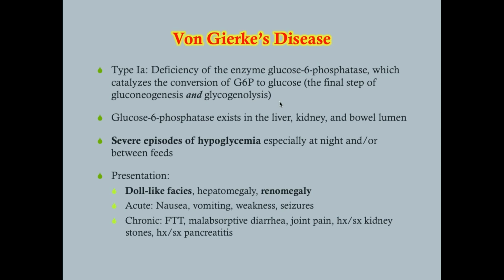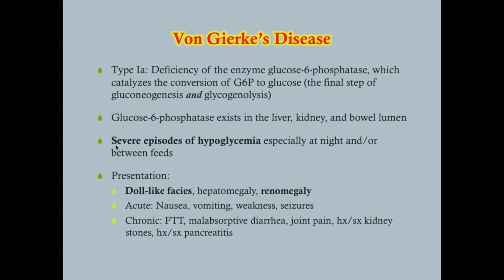Just as an aside, type 1b happens to be a problem with the translocase that transports glucose 6-phosphate across the microsomal membrane, and so it's a slightly different disorder. They will have the hypoglycemia issues because they can't get the glucose out, but they're also going to have problems with their white blood cells for reasons that are way out of the scope of this talk. So in addition to all of this, they will also have a minor immunodeficiency.